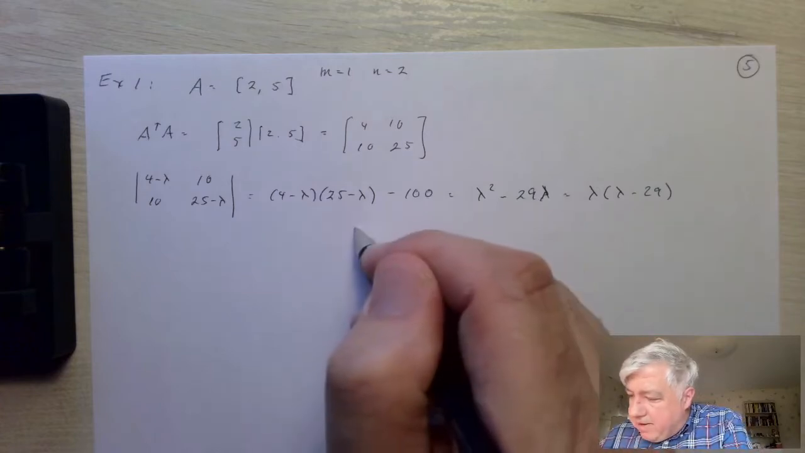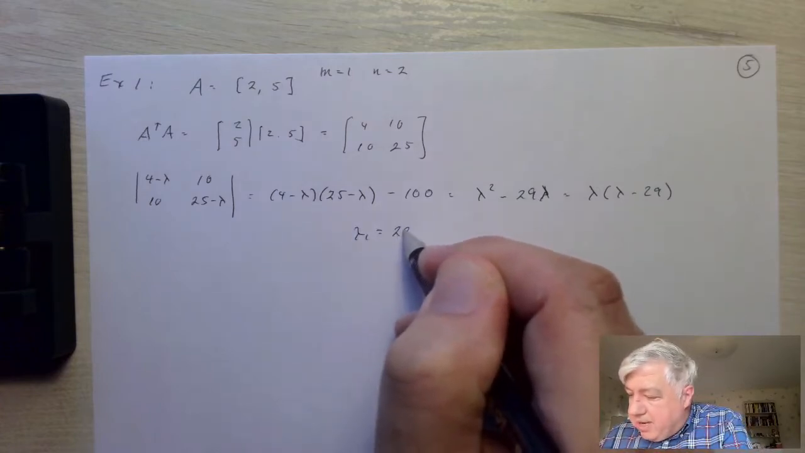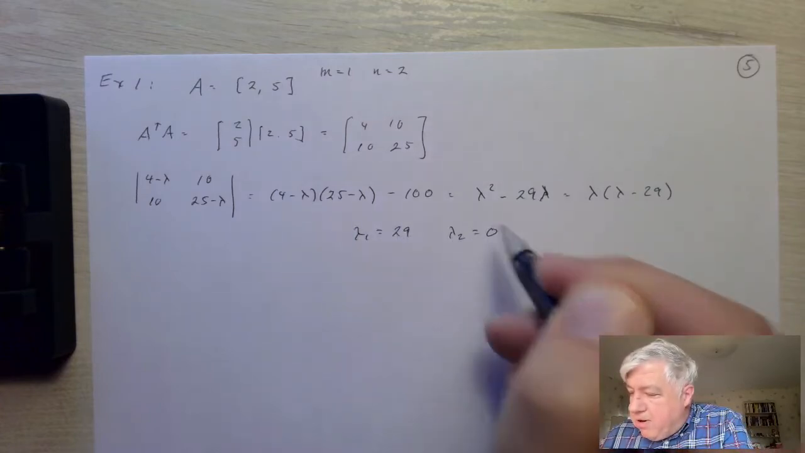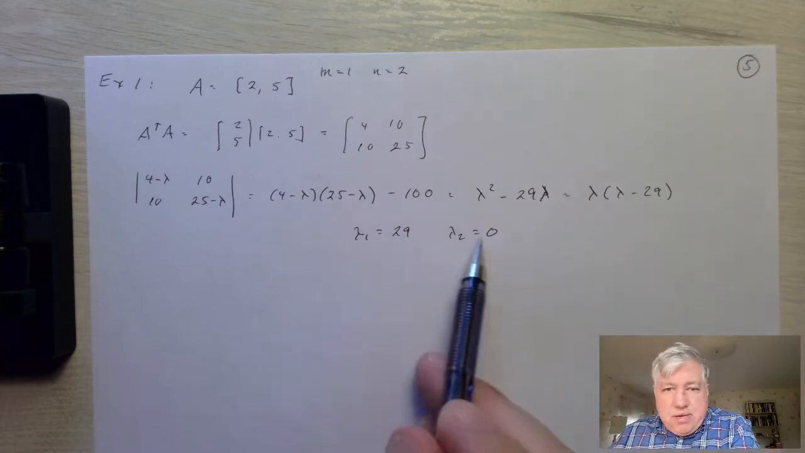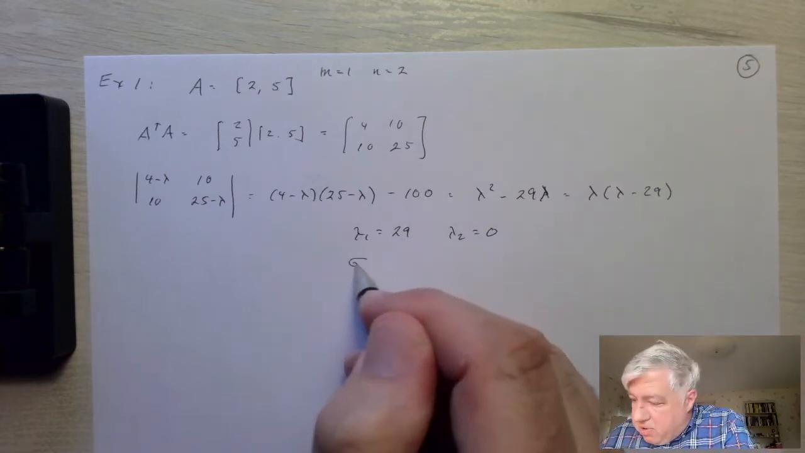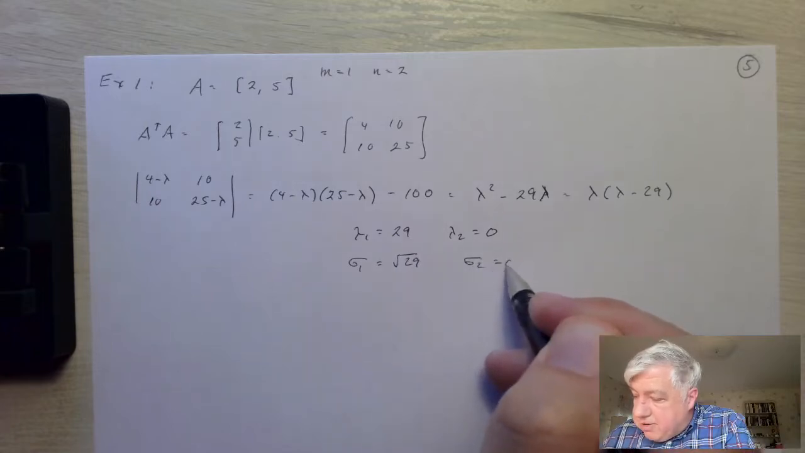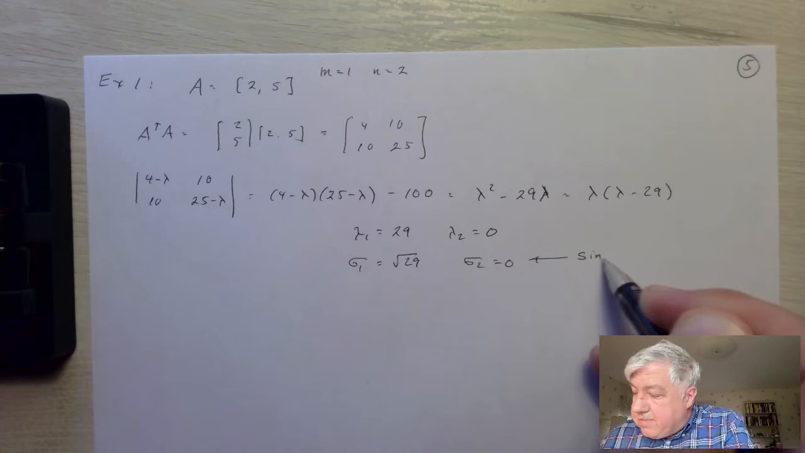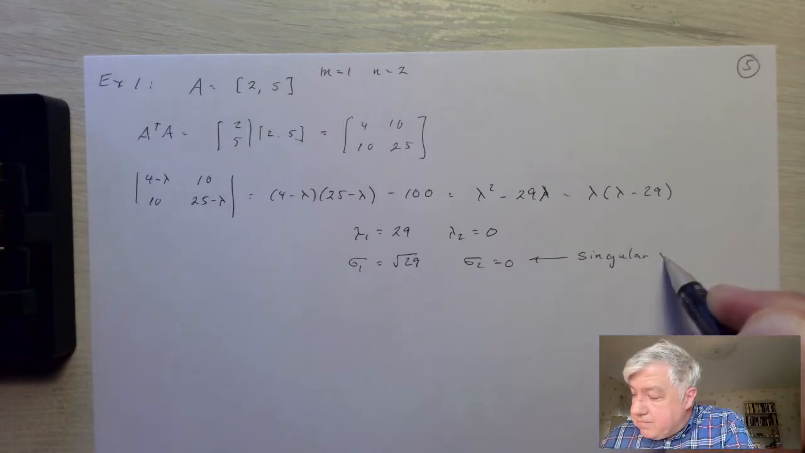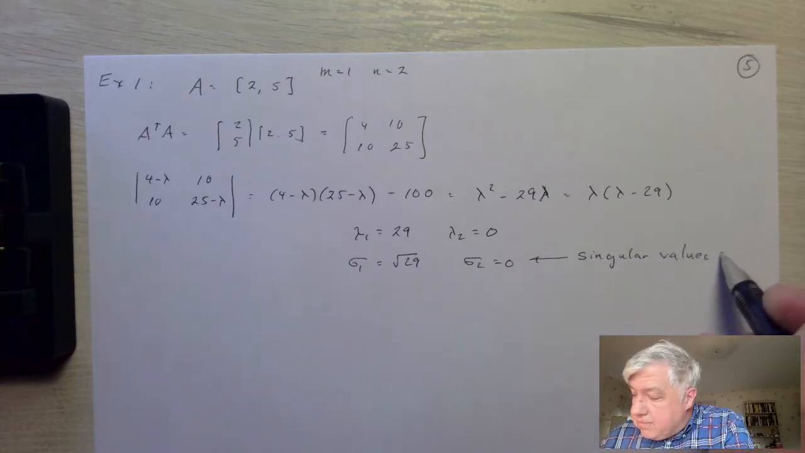So the eigenvalue lambda 1 is going to be 29, and lambda 2 will be 0, because we always order them in decreasing order. This means sigma 1 is the square root of 29 and sigma 2 is 0, and these are the singular values of A.